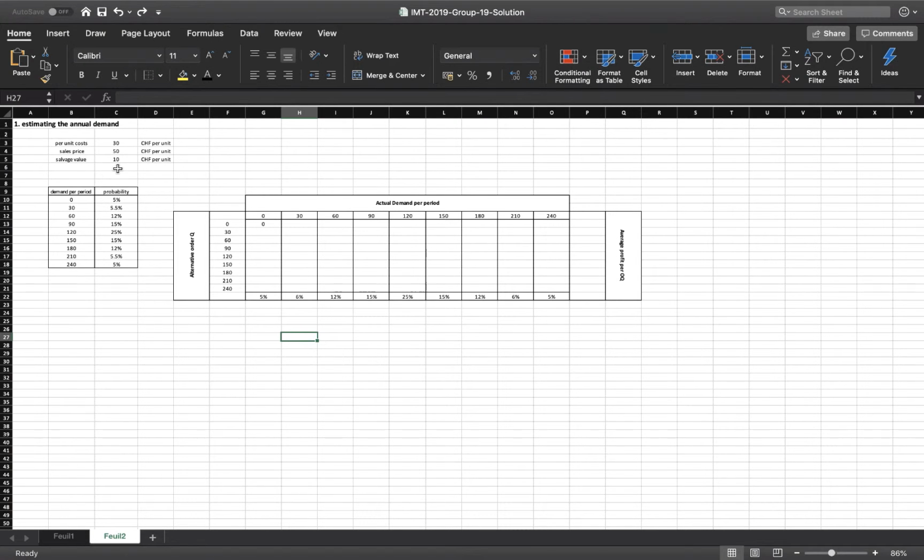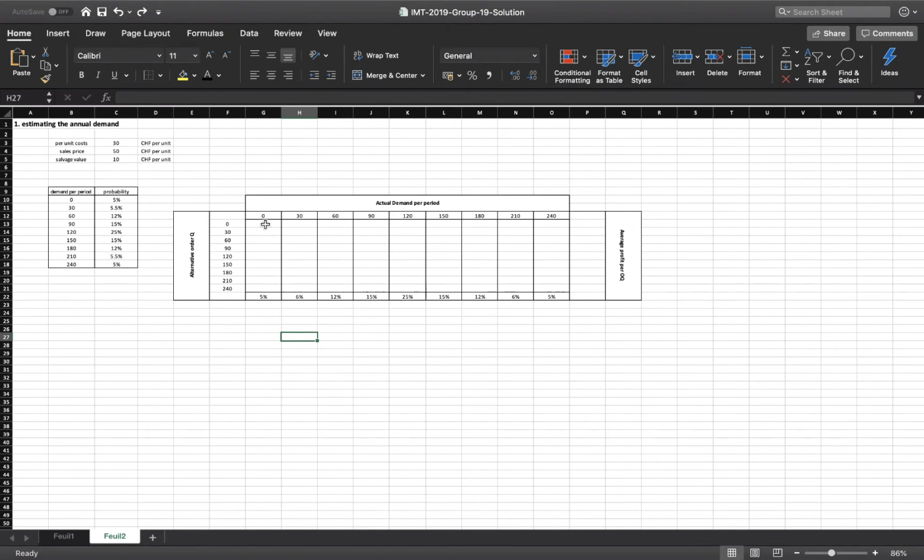As said in the introduction, Mr. Schmidt starts by estimating the annual demand thanks to the news vendor model. This model is used to determine the inventory level required to satisfy the demand of the period. In order to do that, he uses costs and values from previous years here.